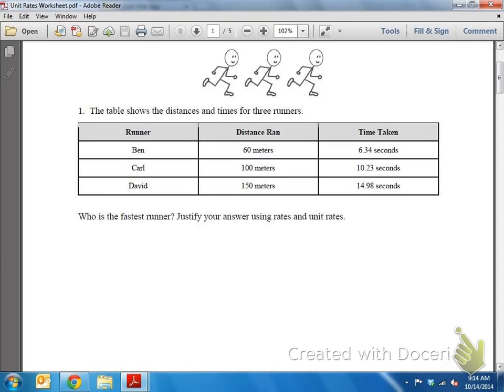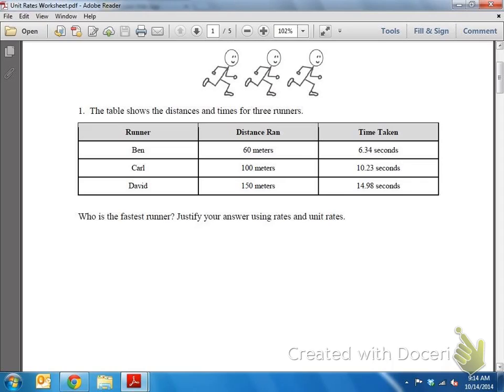All right, let's take a look here at number 1 on this worksheet. So we have 3 runners, Ben, Carl, and David. And we have information that says the distance they ran and the time that it took to run that distance. Looking at these numbers, notice that all 3 runners ran a different distance, and therefore it took each one of them progressively longer, because Ben only ran 60 meters and took 6 seconds. Carl ran 100 meters and took about 10 seconds. And David ran 150 meters and ran 15 seconds.